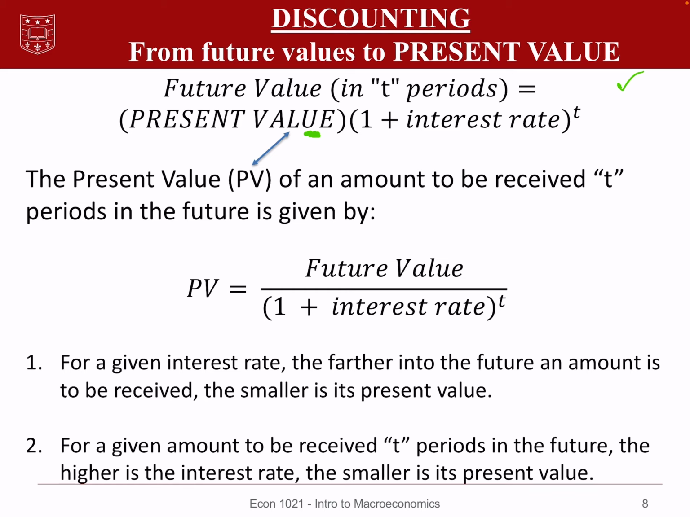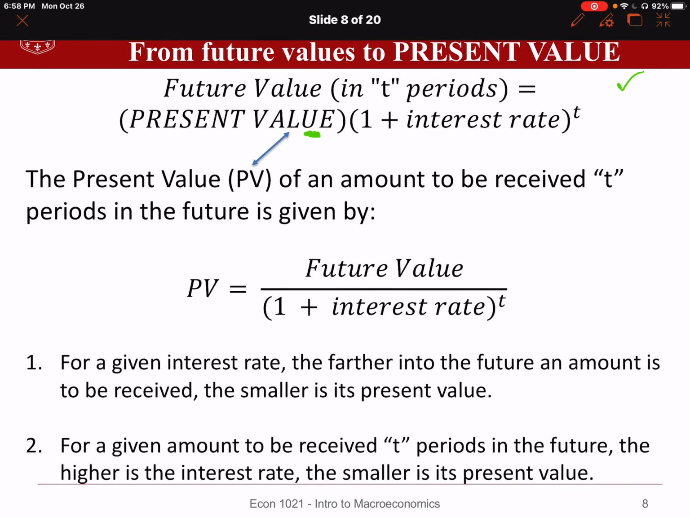So we have two observations that we can make about this present value concept. One of these is, for a given interest rate, the farther into the future an amount is to be received, the smaller is its present value. So what I want to do is think about why that might be. First of all, I want to go through some numbers.